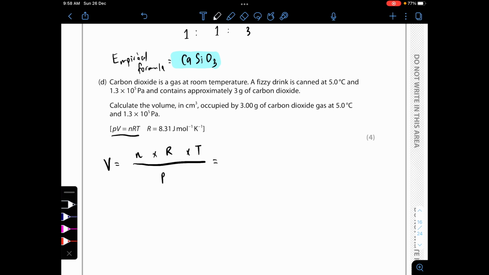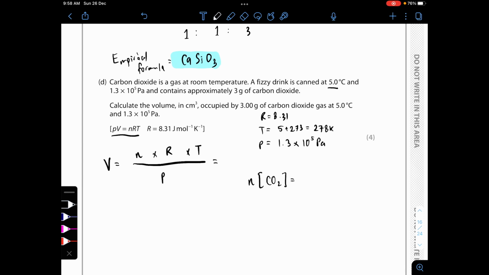Okay, so we don't know n right now, but we can find everything else. So what do you know about R? R is 8.31, so we know this. T is in kelvins, so that would be 5 plus 273 to give us 278 kelvins. What about our P? They've given us 1.3 times 10 to the power 5 Pa. Okay, now let's work out the moles of carbon dioxide.